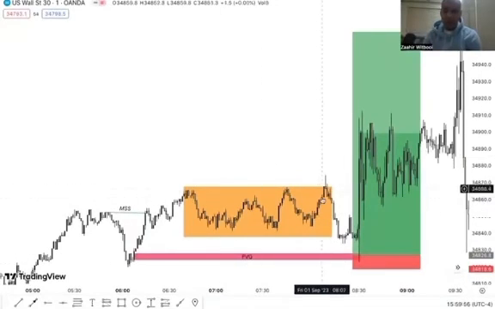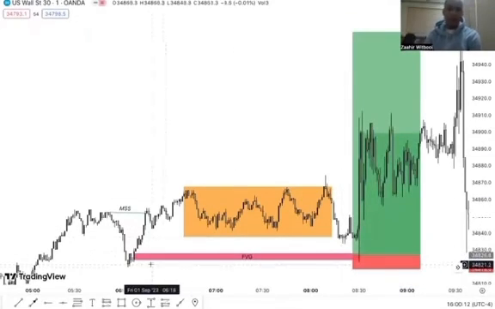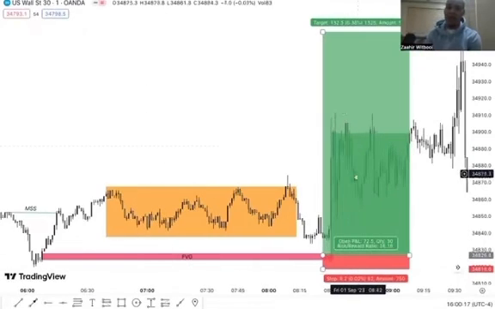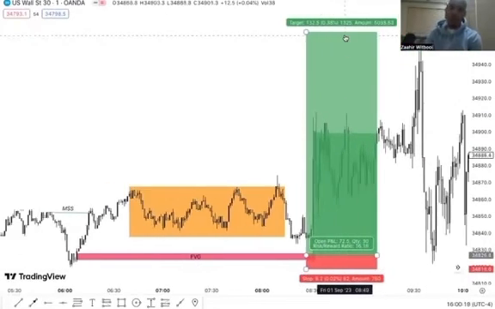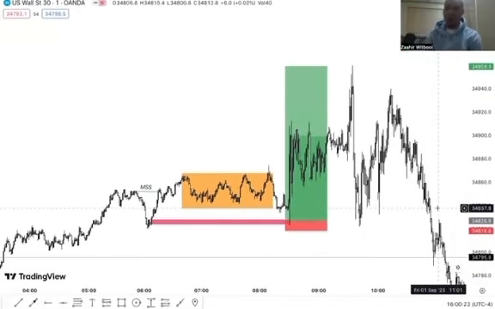Power of 3. For those of you who don't know the ICT concepts, it's a beautiful power of 3 setup. Accumulation, boom, manipulation to the downside. Manipulation means there's a fake move to the downside, trapping buyers, trapping sellers with sell stops and buy stops over here. And boom, tap the fair value gap and the 90% level beautifully. And we rally to the upside. Guys, beautiful 1:3 plus RR trade.